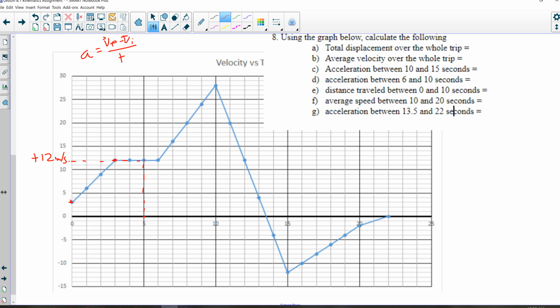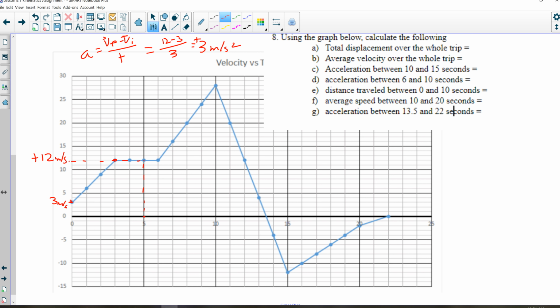time 0, the speed appears to be 3 meters per second. That would be my initial. And at the end, at 3 seconds, it appears to be positive 12 meters per second. So I would have 12 minus 3, divided by 3. That's going to be 9 divided by 3. So that's going to be 3 meters per second squared, and that would be positive. Okay, it's as simple as that. For calculating acceleration, you just plug the numbers in that you can read directly off the graph.